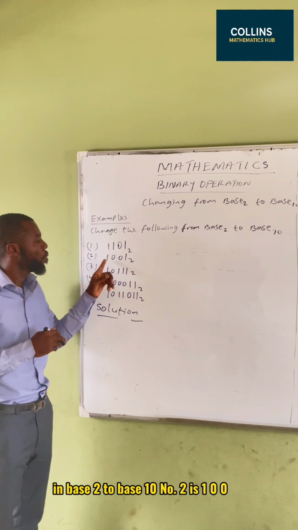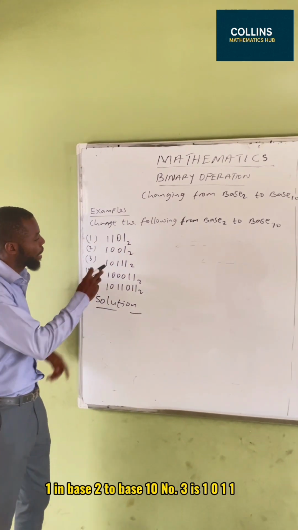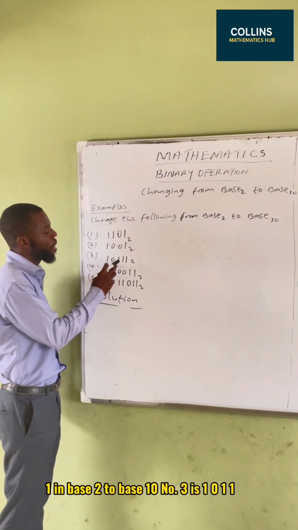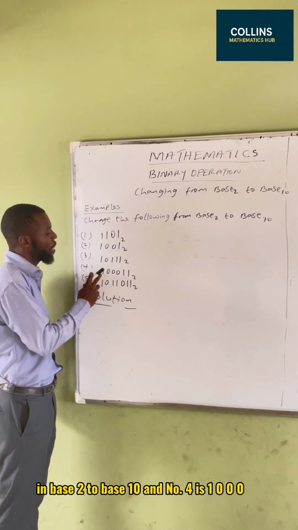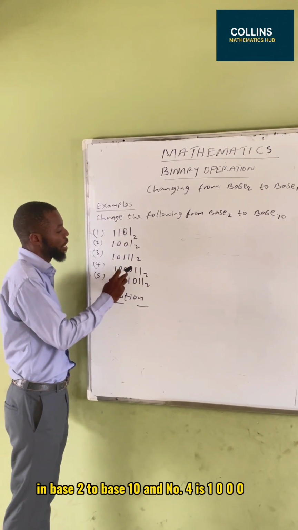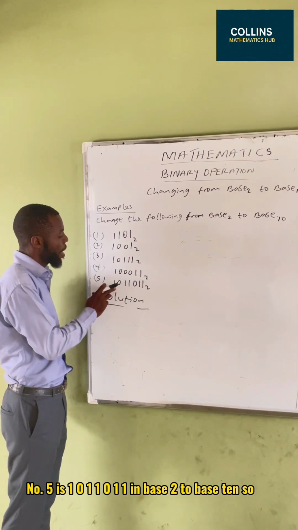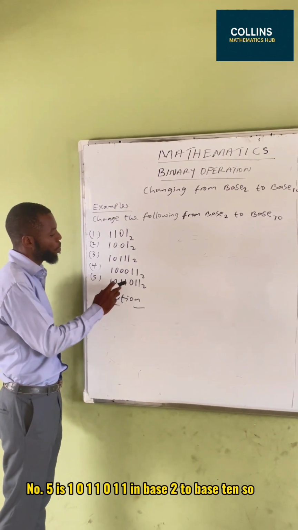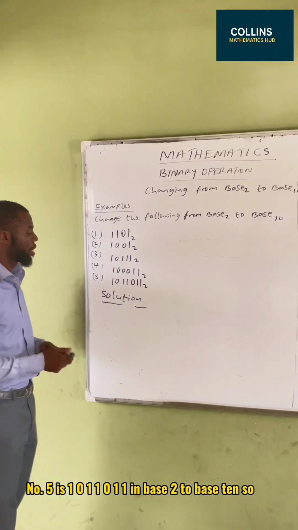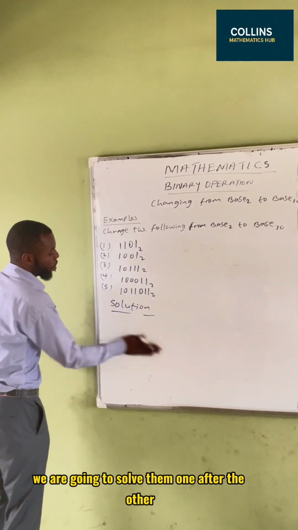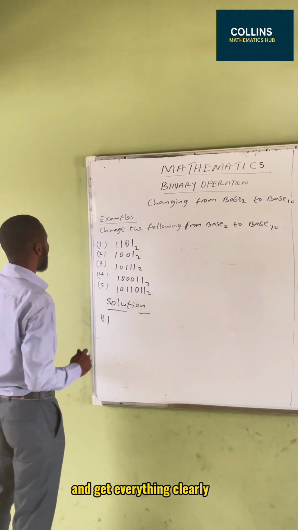Number 2 is 1001 in base 2 to base 10. Number 3 is 10111 in base 2 to base 10. Number 4 is 100011 in base 2 to base 10. Number 5 is 101111 in base 2 to base 10. So we are going to solve them one after the other. It's just for you to follow the steps and you get everything clearly.